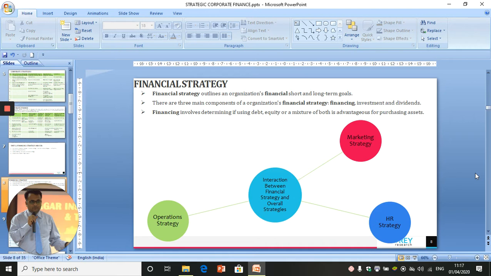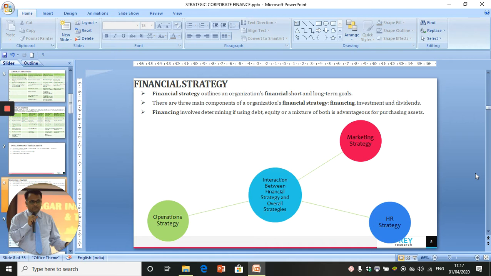Financing involves determining if using debt, equity, or a mixture of both is advantageous for purchasing assets. Again, the capital structure decisions form a very important part of the financial strategy.